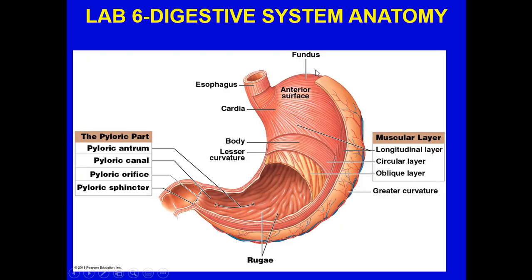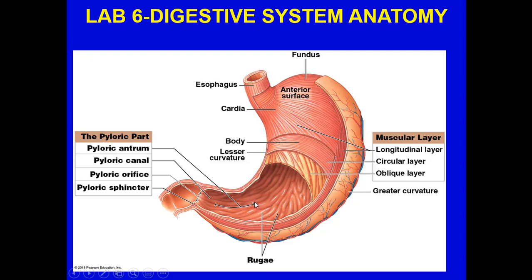Here we have, of course, the fundus. This is the anterior surface, the cardia, the end of the esophagus going into the stomach. The muscle layers of the stomach are the longitudinal, circular, and the oblique. This is the body area of the stomach, the lesser curvature, the greater curvature. We have the rugae, those folds that you will see on the inner surface.